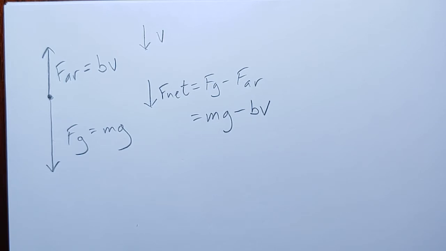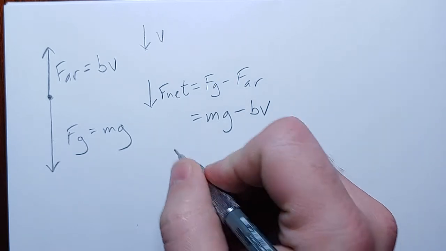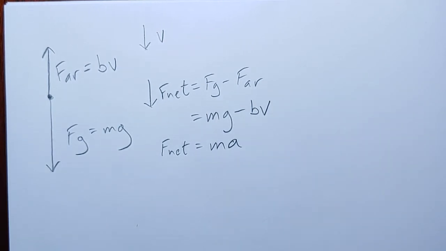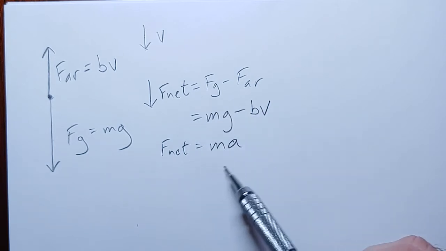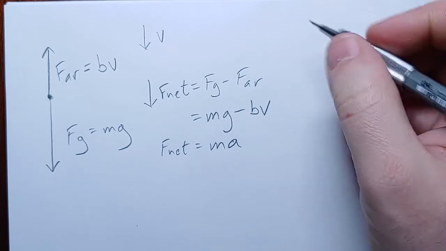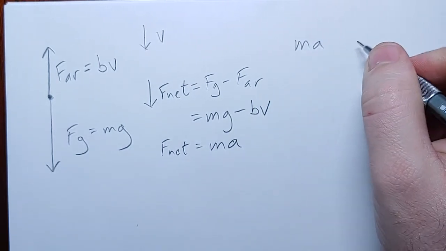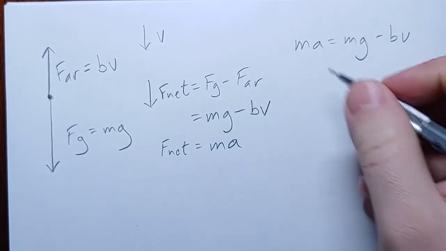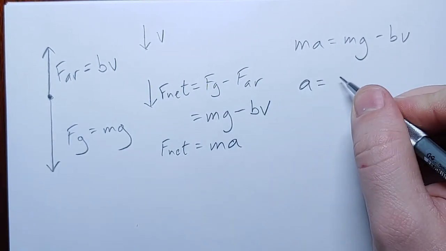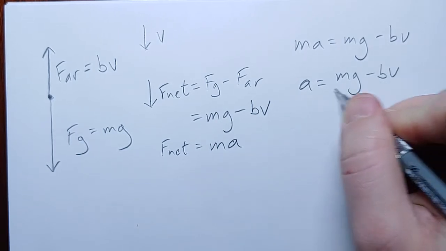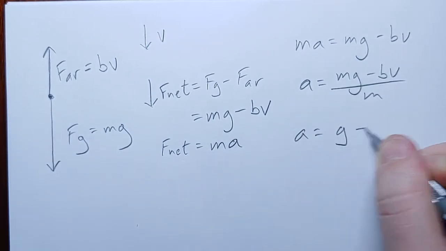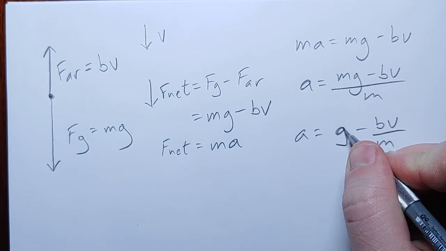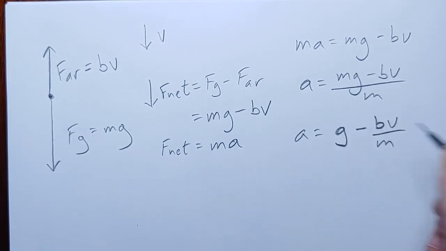And we said we want to somehow get this connected to acceleration. So, of course, we also know that net force is equal to the mass times the acceleration. And so we have this relationship. These two things have to be equal to each other. So we have ma equals mg minus bv. And so maybe we'll just solve this for acceleration. So the acceleration is equal to mg minus bv over m. So that's going to be g minus bv over m. And this has a little bit of promise.